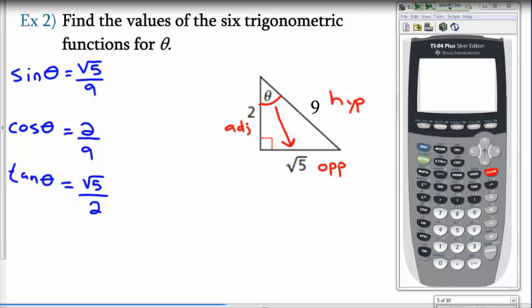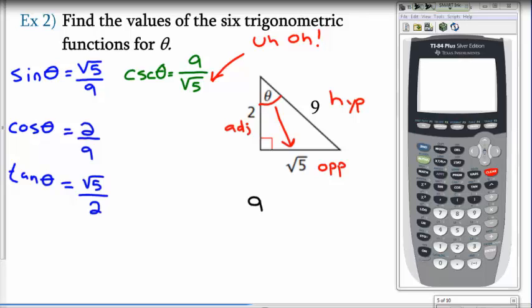Now, we are also asked to find the inverse functions for theta: cosecant, secant, and cotangent. Now, cosecant, we plug in the hypotenuse over the opposite, and this gives us a radical in the denominator. Uh-oh! For those of you who remember from algebra, you cannot have a radical in the denominator. Don't worry, it gets much easier. Just follow along with me.